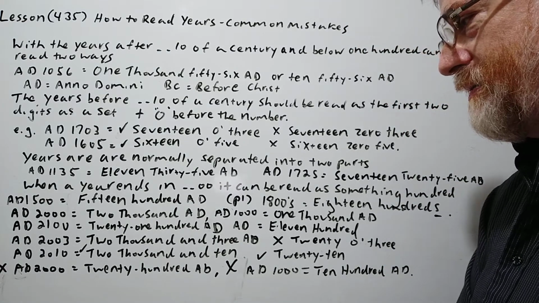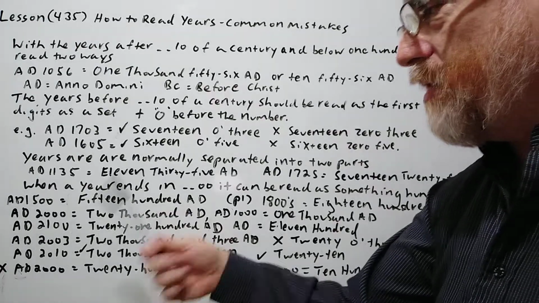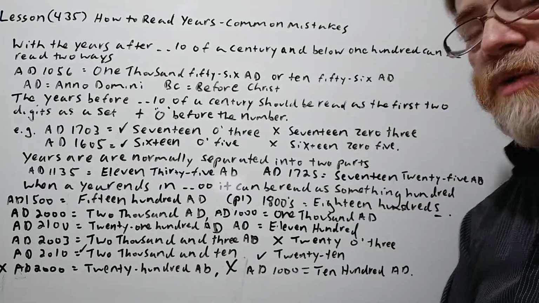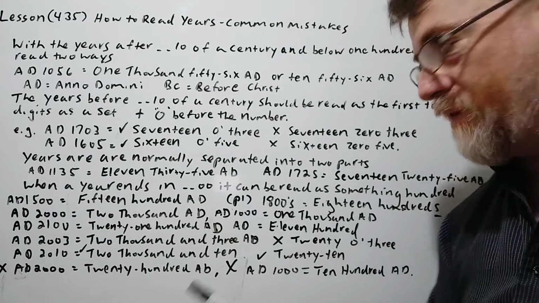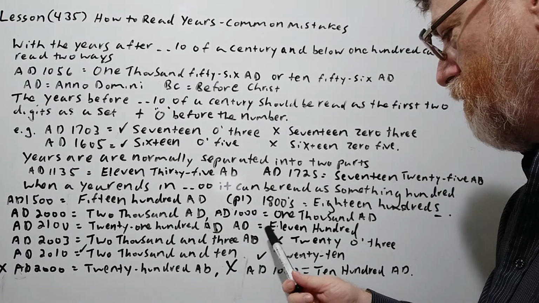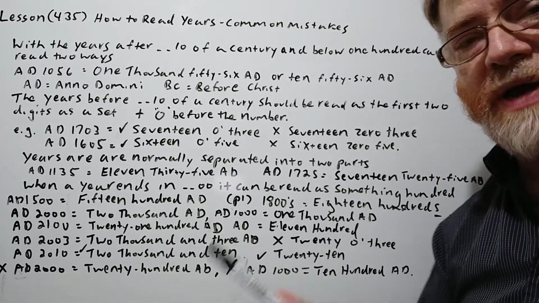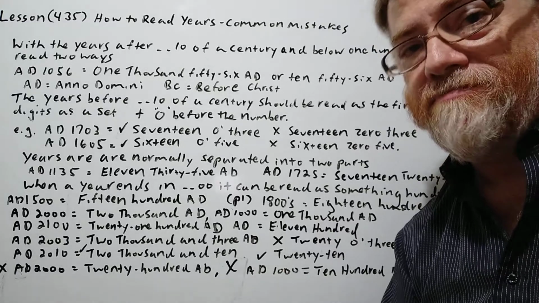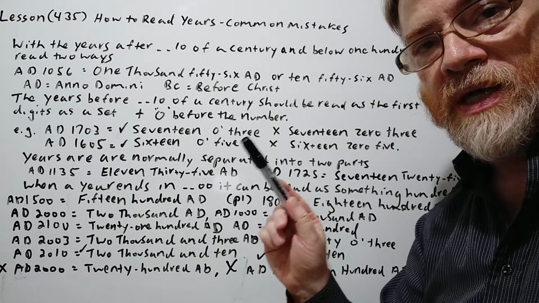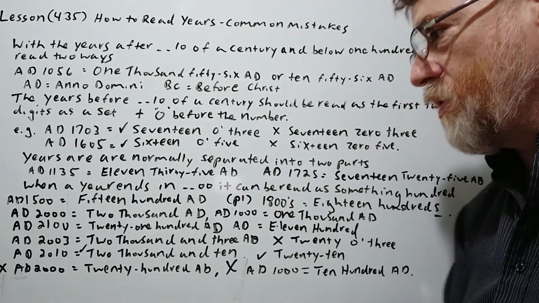All right, let's continue here. If it's the future, we might say twenty-one hundred AD, though. We might do that. Or in the past, we'd say eleven hundred AD. Yeah, if that's what it was, the year 1100, sure.